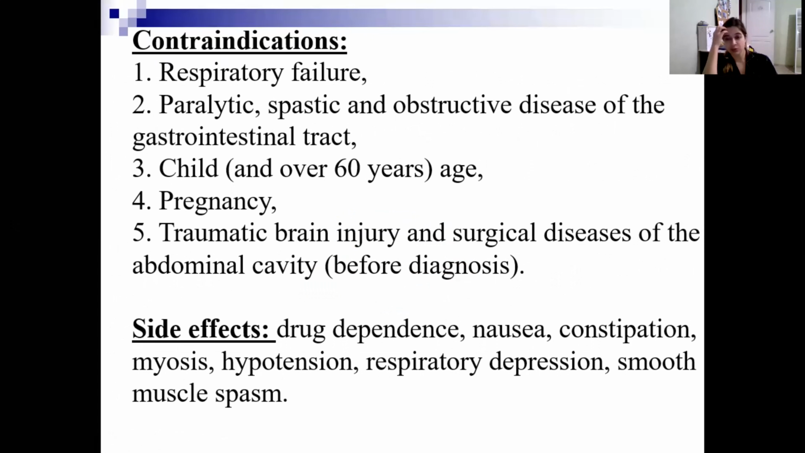And side effects. We have already discussed that we have drug dependence because of euphoria and physical dependence because of fewer enkephalins and endorphins. Nausea because of the trigger zone, constipation because of receptors of the GIT, miosis because of nervus oculomotorius activation, hypotension because of nervus vagus activation, respiratory depression because of inhibition of respiratory centers, smooth muscle spasm because of stimulation of mu opioid receptors in those smooth muscles.